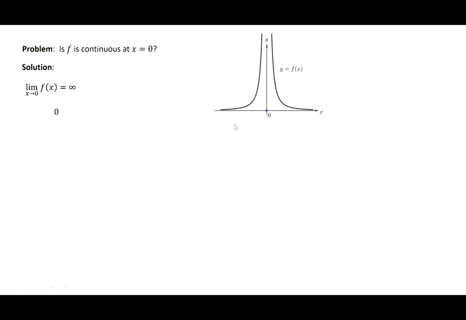And what is f of 0? F of 0 is 0 because, as you can see, I put a solid dot there. So that means the function does have a value of 0 there. And the limit of f of x is clearly not equal to f of 0. Let me be more precise: the limit of f of x as x approaches 0 is not equal to f of 0. So our conclusion must be this function is discontinuous at x equal to 0. Cool?